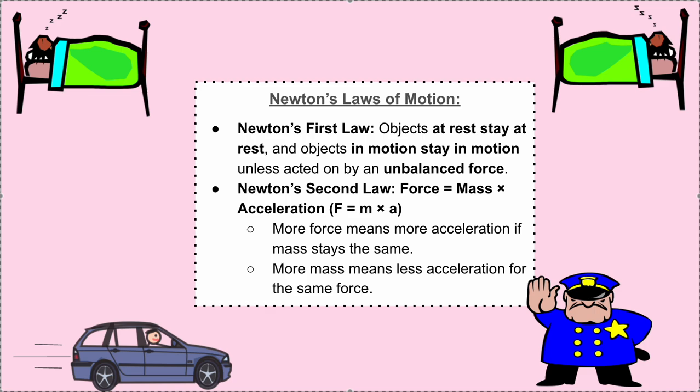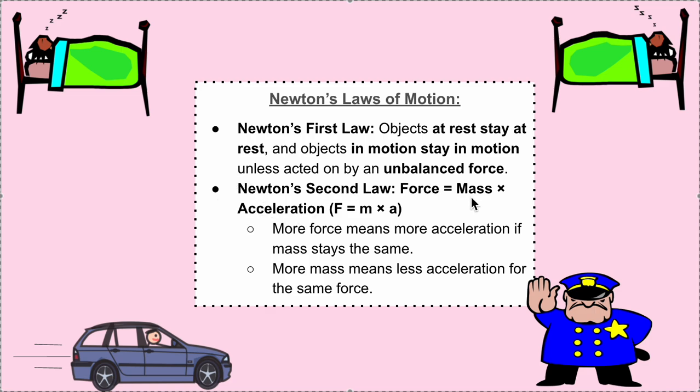Now let's bring in Newton's laws of motion. Newton's first law states, objects at rest stay at rest. Objects in motion stay in motion unless acted upon by an unbalanced force. So, if you kick a ball, it should roll forever, but in reality, the unbalanced forces of friction and gravity eventually slow it down.